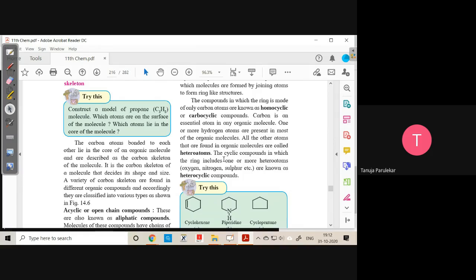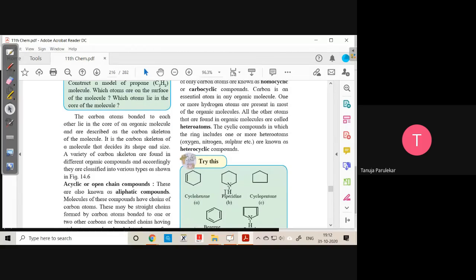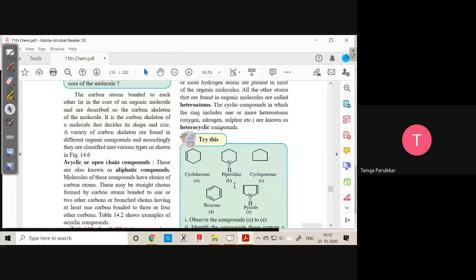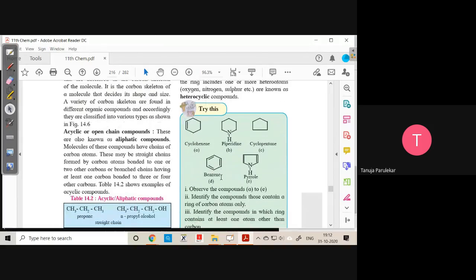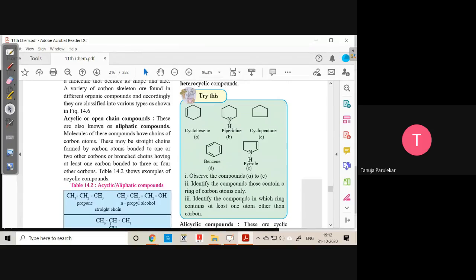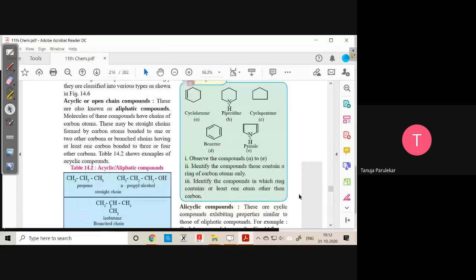You cannot have any organic compound without hydrogen along with carbon. And all other atoms that are found in organic molecules are called heteroatoms. So you can see that this is a hetero compound. Then benzene is a hydrocarbon wherein you have only carbon and hydrogen. So observe the compounds A to E. We had seen this. Identify the compounds that contain a ring of carbon atoms only, and identify the compounds in which the ring contains at least one atom other than carbon. And I think you had answered this, that it was B and E.